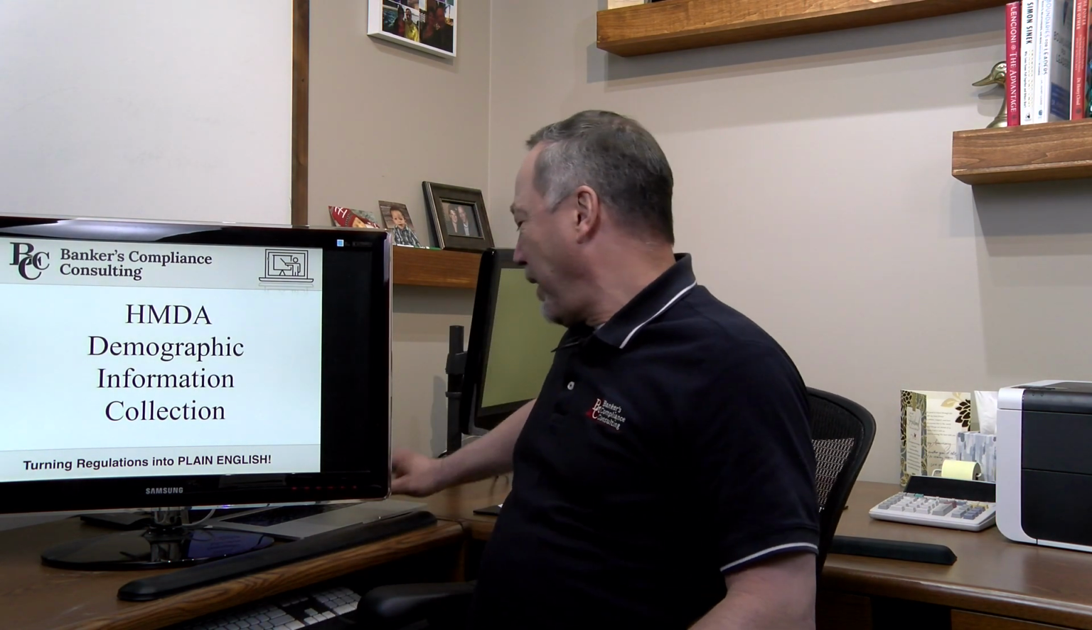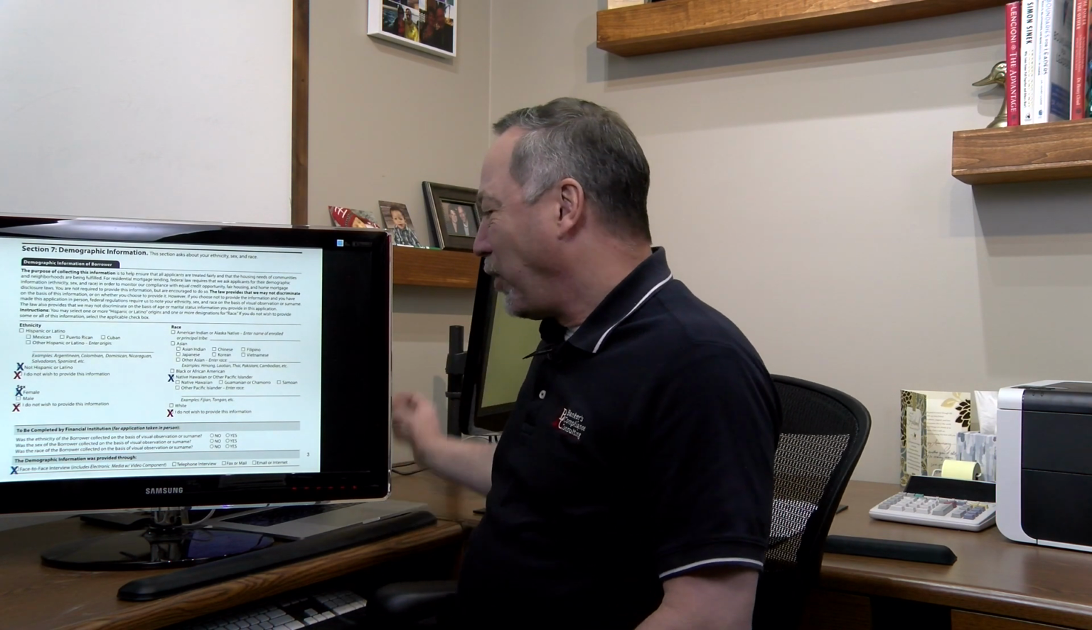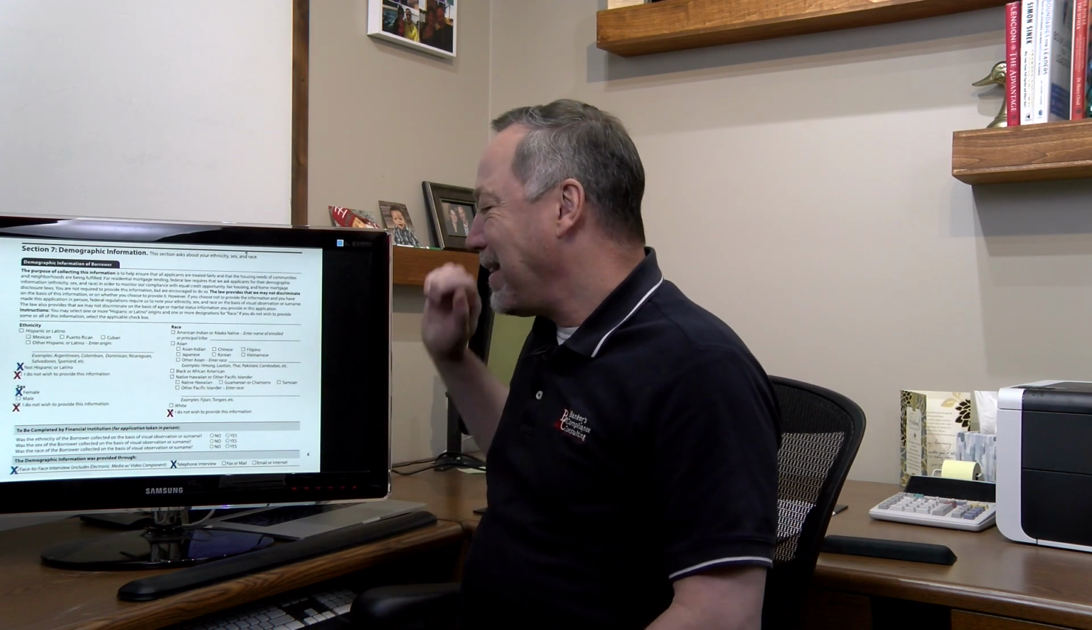Let's talk about HMDA and demographic information collection. One of the greatest areas of confusion are these three little boxes down here that say, how did you collect this information? Was it yes, completed by the loan officer or not? And if we have an in-person, face-to-face application and the applicant marks, I do not wish to provide this information, then it's pretty easy that the loan officer is going to fill in the ethnicity, race, and sex, and then is going to mark, yes, yes, yes, I'm the one that did that. That's easy. It's the next one.